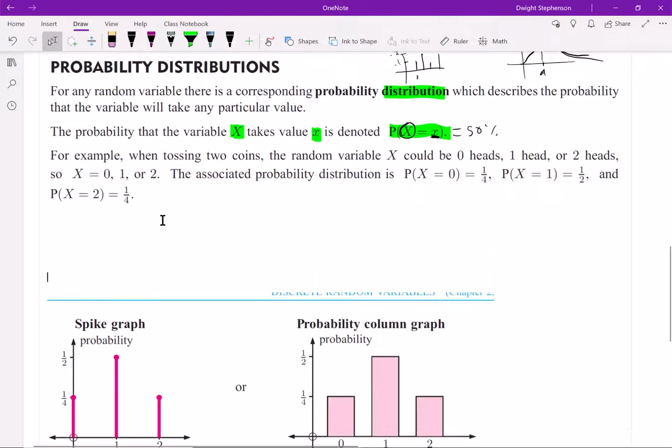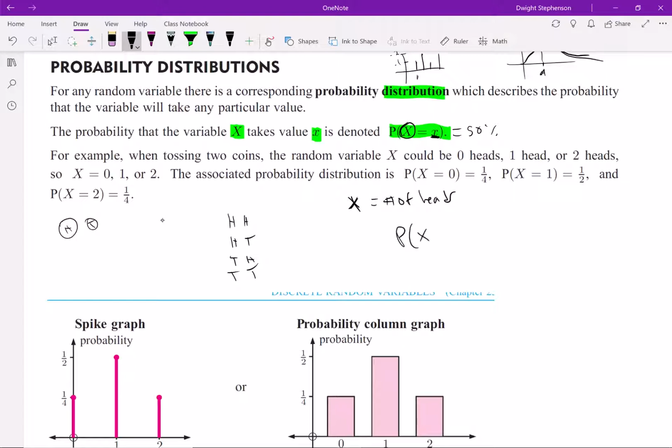If we're flipping 2 coins, the possibilities are heads or tails, right? And there's a couple things that could happen. What's the sample space? What are all the things that could happen? Well, you could get heads, heads, you could get heads, tails, you could get tails, heads, and you could get tails, tails. In this case, we're going to say that X, the big X, is the number of heads. And so if we write the probability that X is 0, we look at this and we say, what's the probability that I get 0 heads?